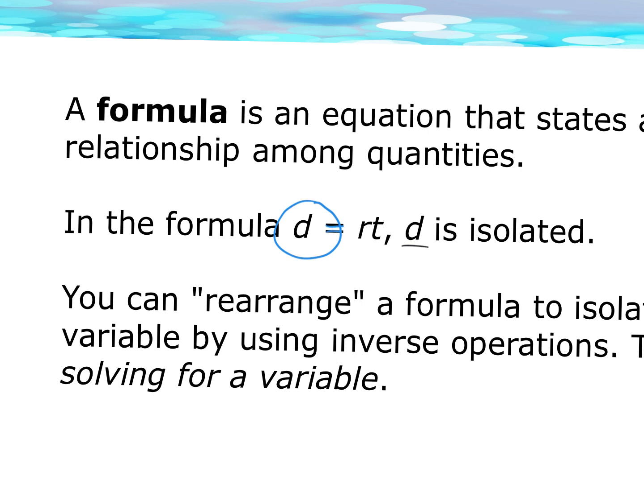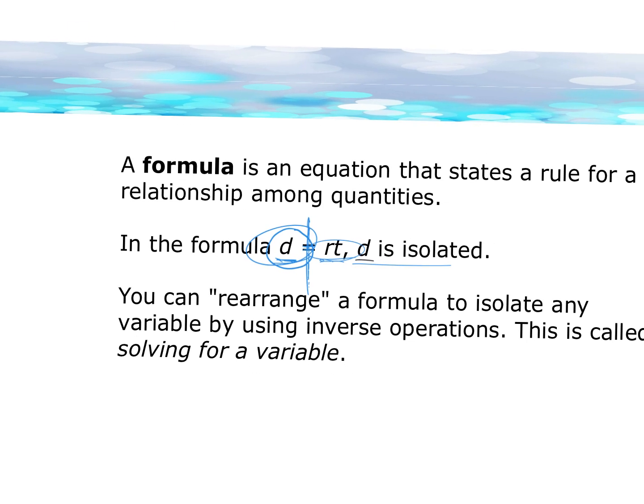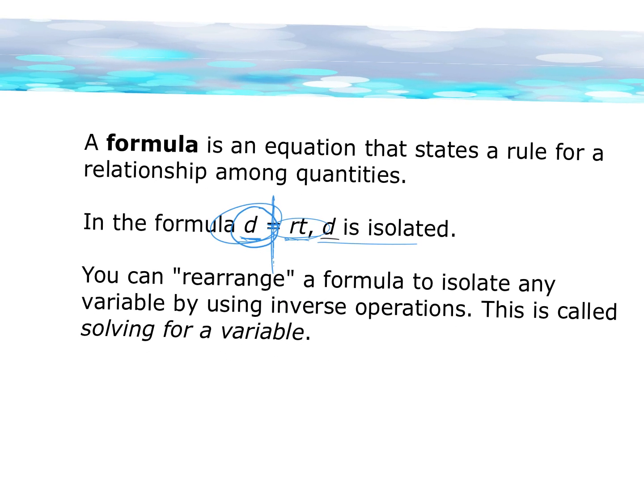All right, so think of the equal sign. I tell you guys in class, think of the equal sign like two sides of a scale, right? That's why I draw these little dotted lines, or I just draw a line through it. On this side of the equal sign, there's just a D. On the other side of the equal sign, you have more variables, an R and a T. The D is isolated. So you can rearrange a formula to isolate any variable by using inverse operations, and this is solving for a variable.